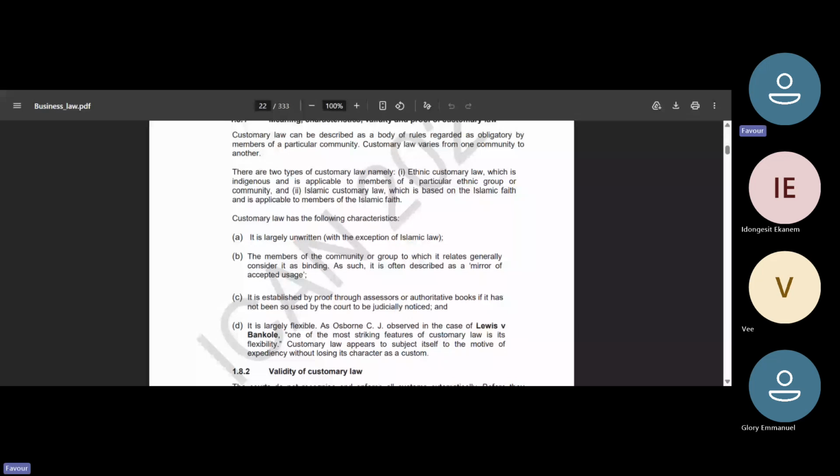The members of the community or group to which it relates generally consider it binding. Like I said, it might not be written, but they are well aware of these laws and they abide by such laws. For example, if in a particular community they say, "When a person dies, his properties should be possessed by his family members," everybody is aware of that law, and the people in the community will just hand over the property to his family members, right? So it is binding on members of such community, and it is established through ancestors or authoritative books.